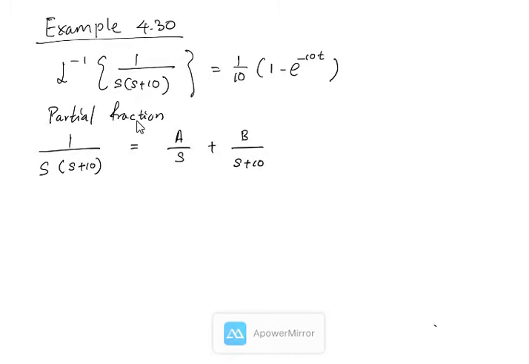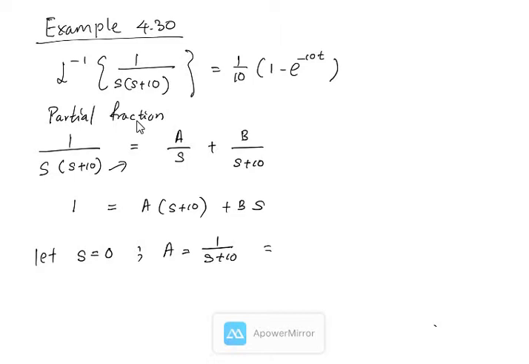Alright, so next is 1. So this one will bring to the right hand side: 1 equal to a(s plus 10) plus bs. We cancel out the bs. We cancel out the s plus 10. So then let s equal to 0. A equal to 1 over s plus 10. This is equal to 1 over 10.